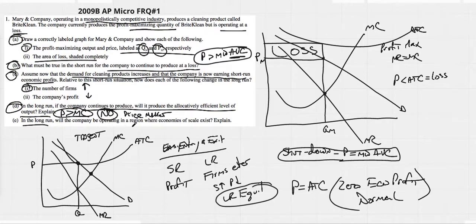In the long run, will the company be operating in a region where economies of scale exist? Notice that we're in the downward section of our average total cost curve. Because we're in the downward section of our ATC, we will say that we are in the economies of scale region. And we would just explain that as we are in the downward sloping section of our ATC.